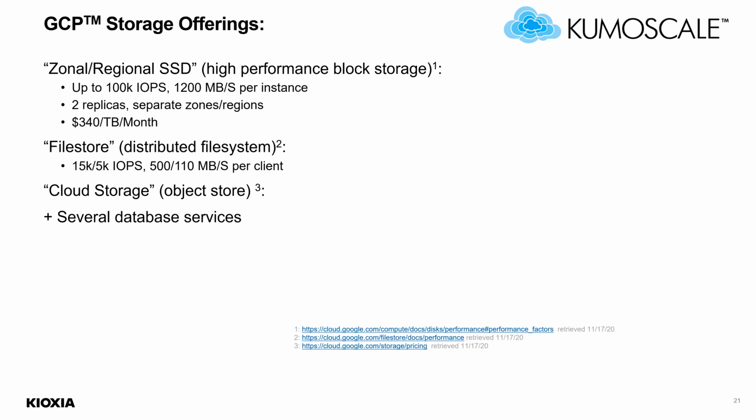The Google zonal or regional SSD is replicated across availability zones or regions. It can do about 100,000 IOPS and about 1,200 megabytes per second per instance. That is per compute node. So this is not quite full local NVMe performance, but it's certainly well in excess of what most application instances can consume. By default, there are two replicas, and this costs about $340 per terabyte per month.